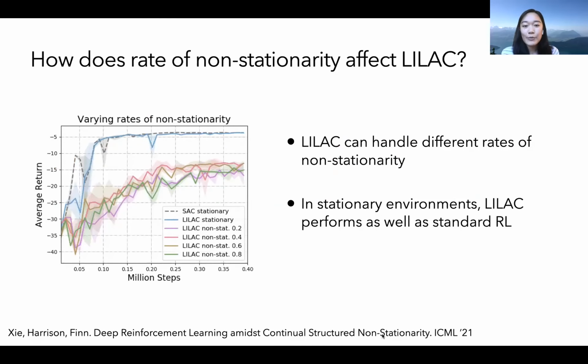Something else we wanted to investigate was whether LILAC could handle environments with different rates of non-stationarity. These bottom four lines in this plot represent the performance on these different rates. We see that LILAC is pretty much performing the same across these different environments. Its performance isn't really determined by the rate of the non-stationarity. We also see that in the stationary case, where the target isn't moving at all, LILAC performs just as well as a standard reinforcement learning algorithm. Those are represented by the blue and the black dotted lines.